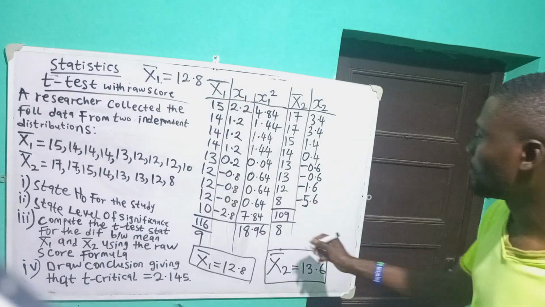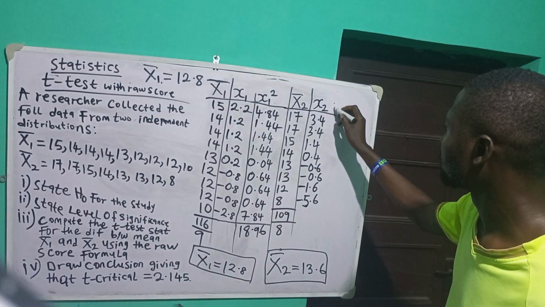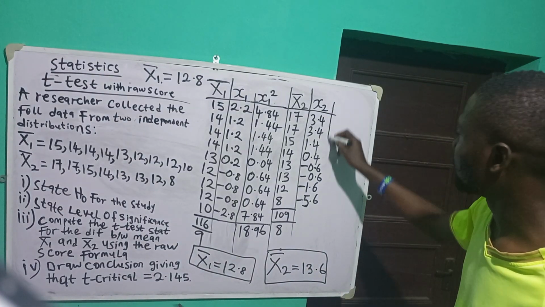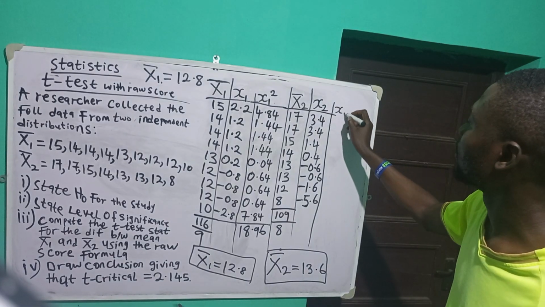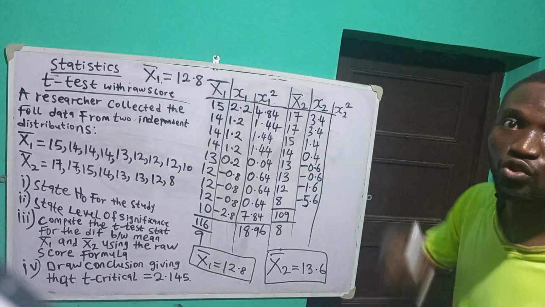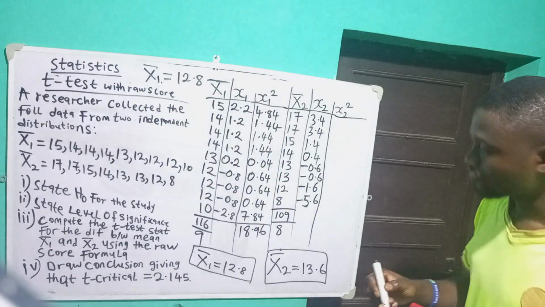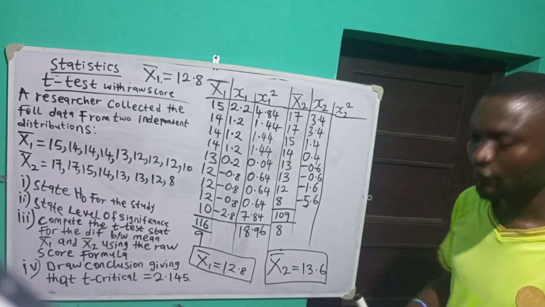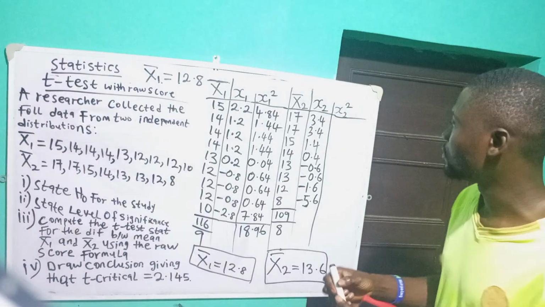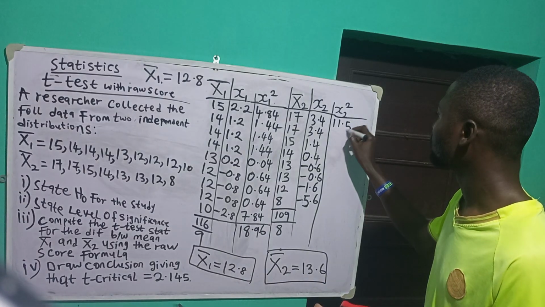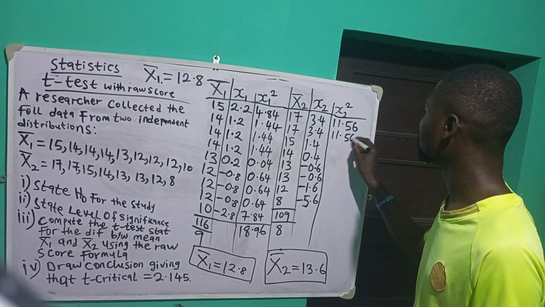So the next thing is to add the total of all these numbers. All the numbers that are here, you raise them to the power of 2. So you have x2, then raise it to the power of 2. You square them. So 3.4 raised to the power of 2 is 11.56. 3.4 raised to the power of 2 is 11.56.